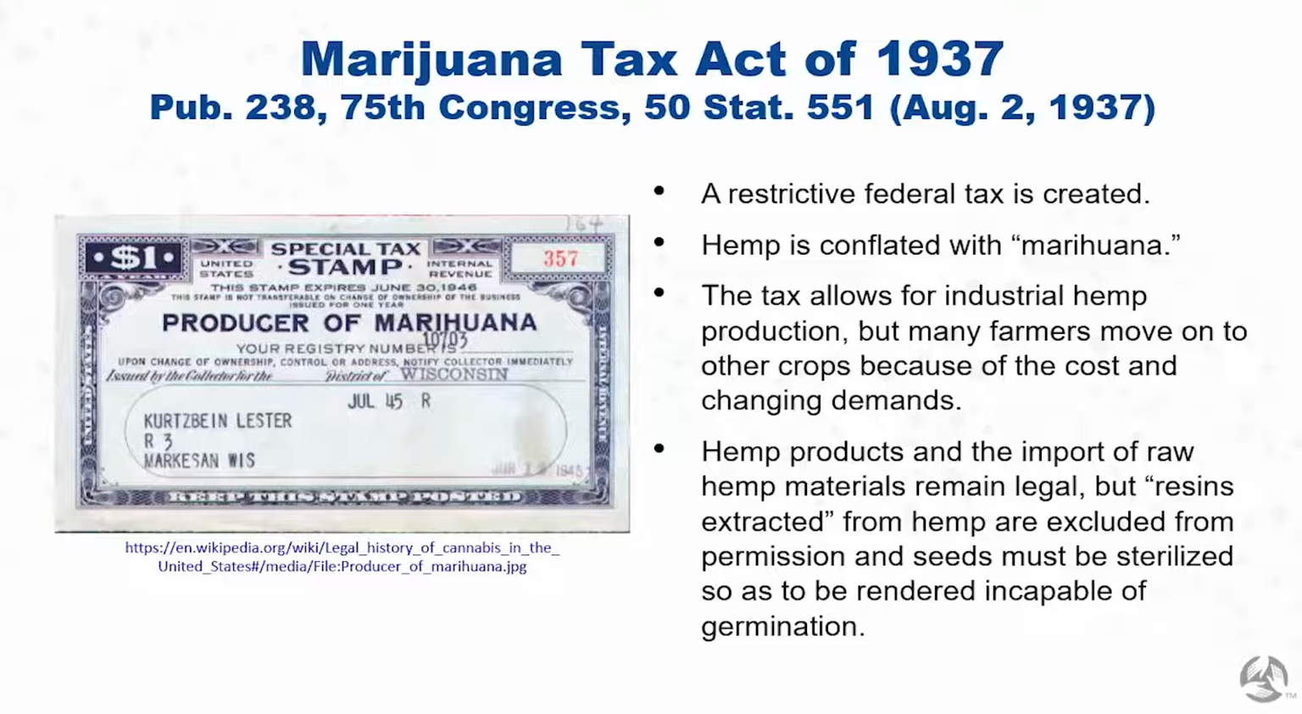So in any event, the Marijuana Tax Act passes in 1937. A restrictive federal tax is created. Hemp is conflated with marijuana on purpose. It's marijuana that has basically taken the fall for hemp, which is really the true target. Pharmaceuticals are afraid of marijuana. All of the other industries are afraid of hemp. The tax allows for hemp production, but farmers move on to other crops because they have to meet demands, and hemp is getting snuffed out. So hemp products and the import of raw materials remain legal, but resins extracted from hemp are excluded from the definition.